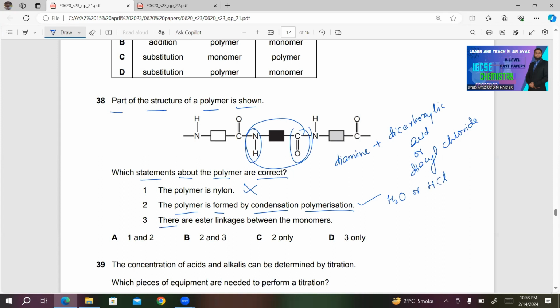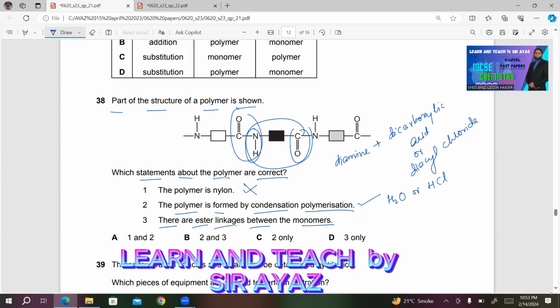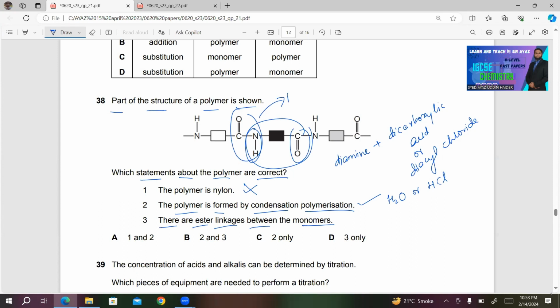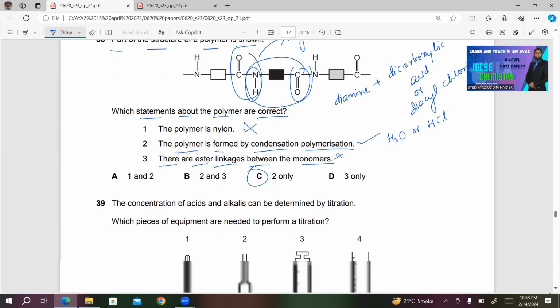Third, there are ester linkages between the monomers. So this is wrong. This is the linkage, which is not ester. This is polyamide. So this statement is also incorrect. So only 2 is correct. So C will be the right answer in this case.